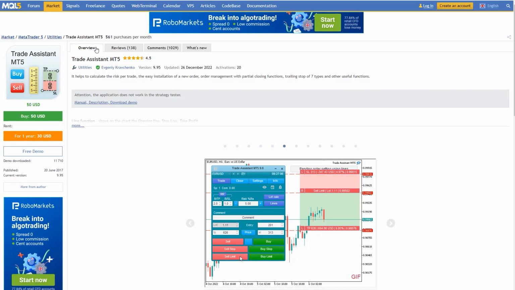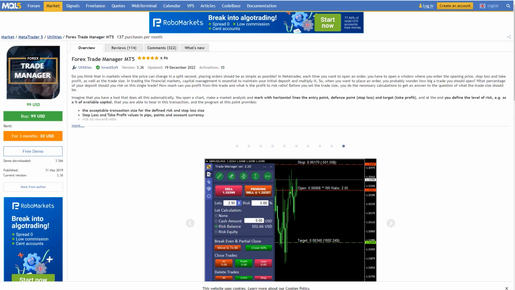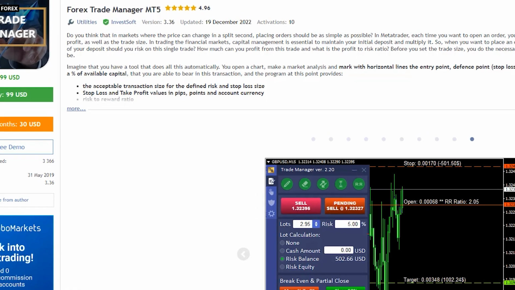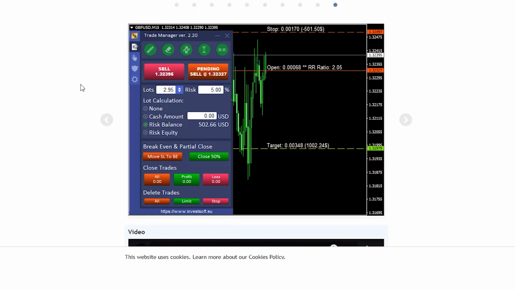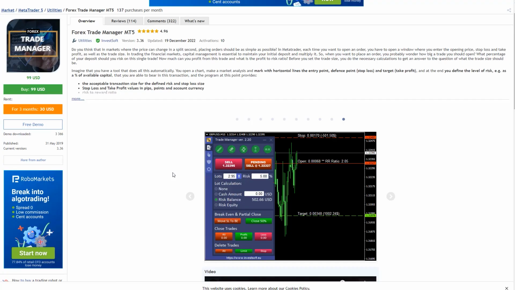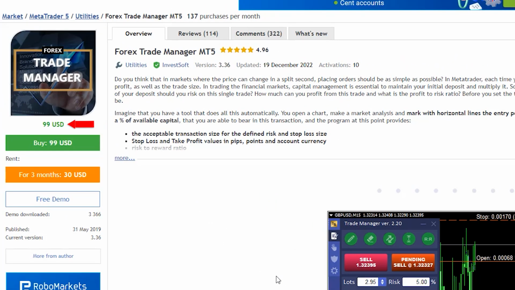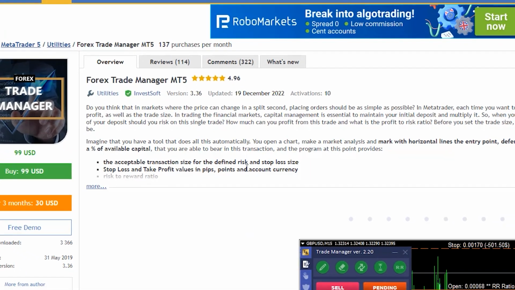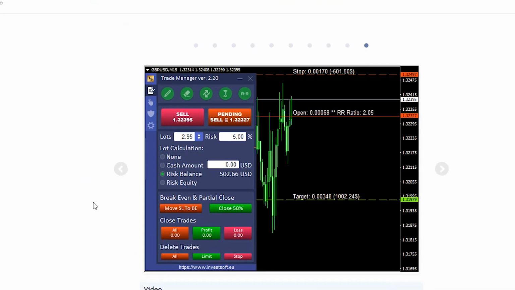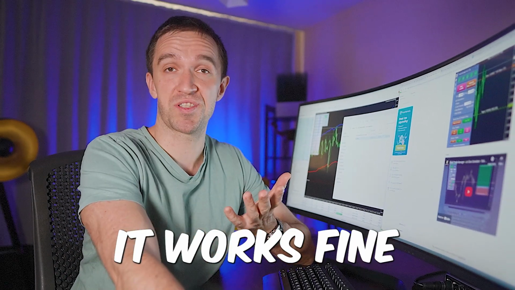Now I will give you one more option that I found for that purpose of having such a tool on your chart that will be useful for those of you who want to know what the risks are prior to opening the trade. This one is a little bit more costly at $99, and it is quite popular among the traders. You can see that there are over 100 reviews. The rating is 4.96, so such a rating says that pretty much it works fine.